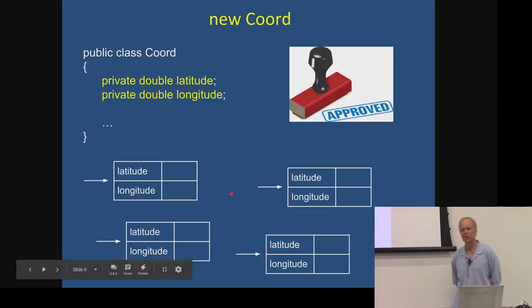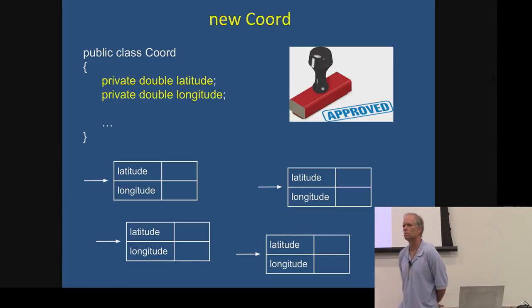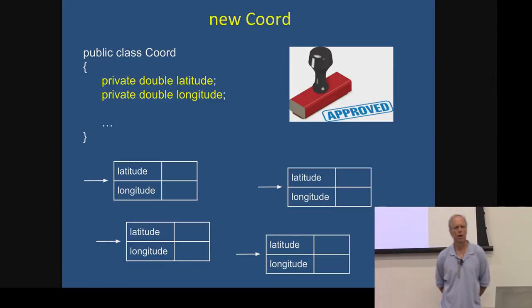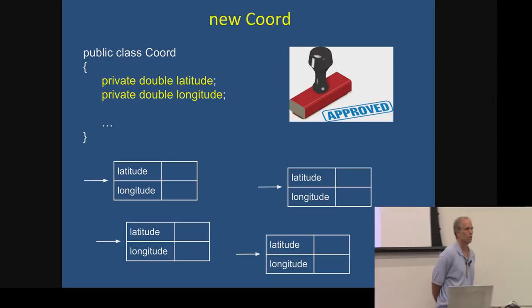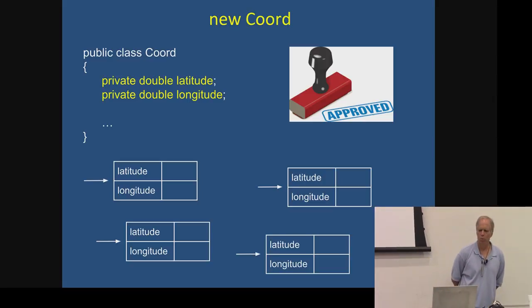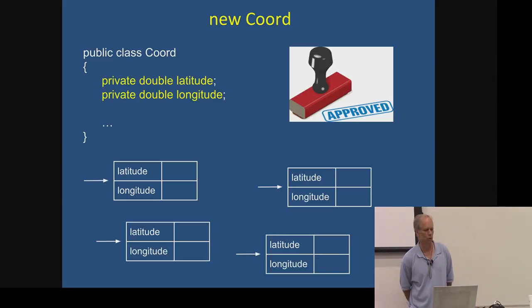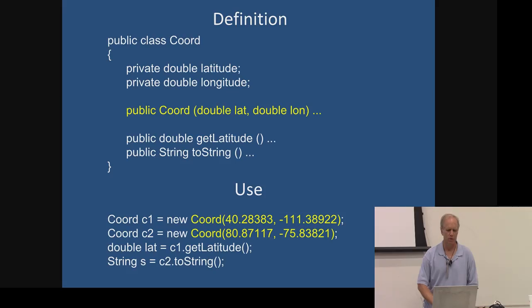What do you think is the next step in creating an object? Are we done? You say new coord and the object is, yeah? He said we need a constructor. We need to put something in those blanks, right? We need to put particular values for the latitude and longitude to actually have an object that represents a coordinate. Because right now those variables are uninitialized. And that's what constructors do.